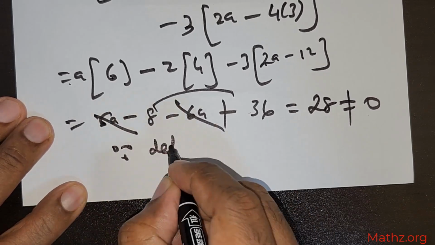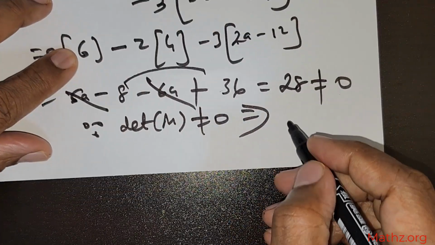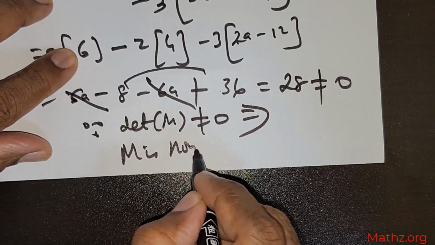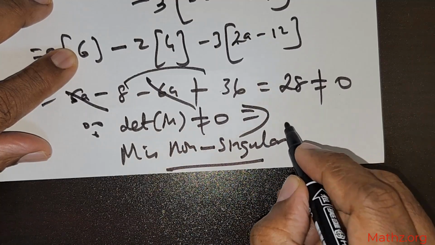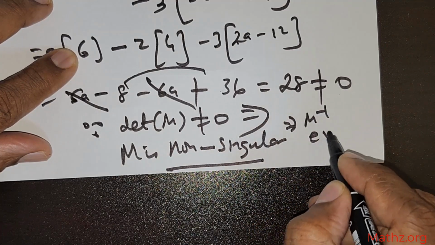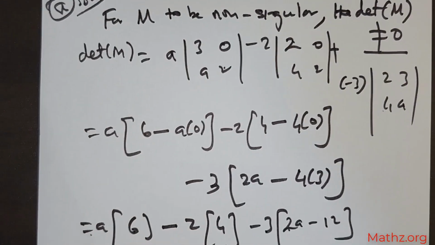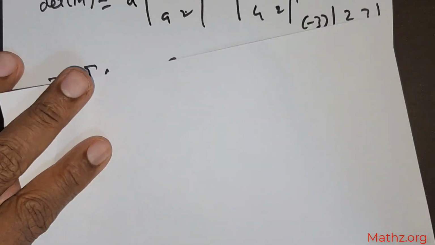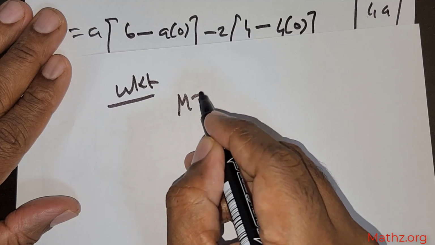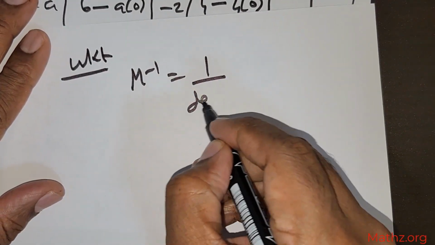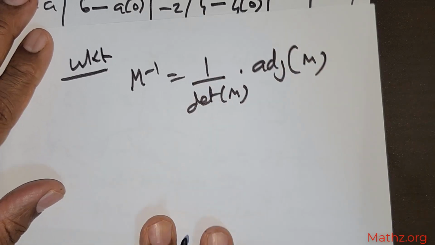Now you can write here, since the determinant of the matrix M is not equal to 0, this implies that M is non-singular. Non-singular means what? M will have an inverse. So this means M inverse exists. Okay, that's the meaning of it. Now we are going to find M inverse. So what is the formula for M inverse? We know that M inverse is equal to 1 over determinant of M multiplied with adjoint of M.